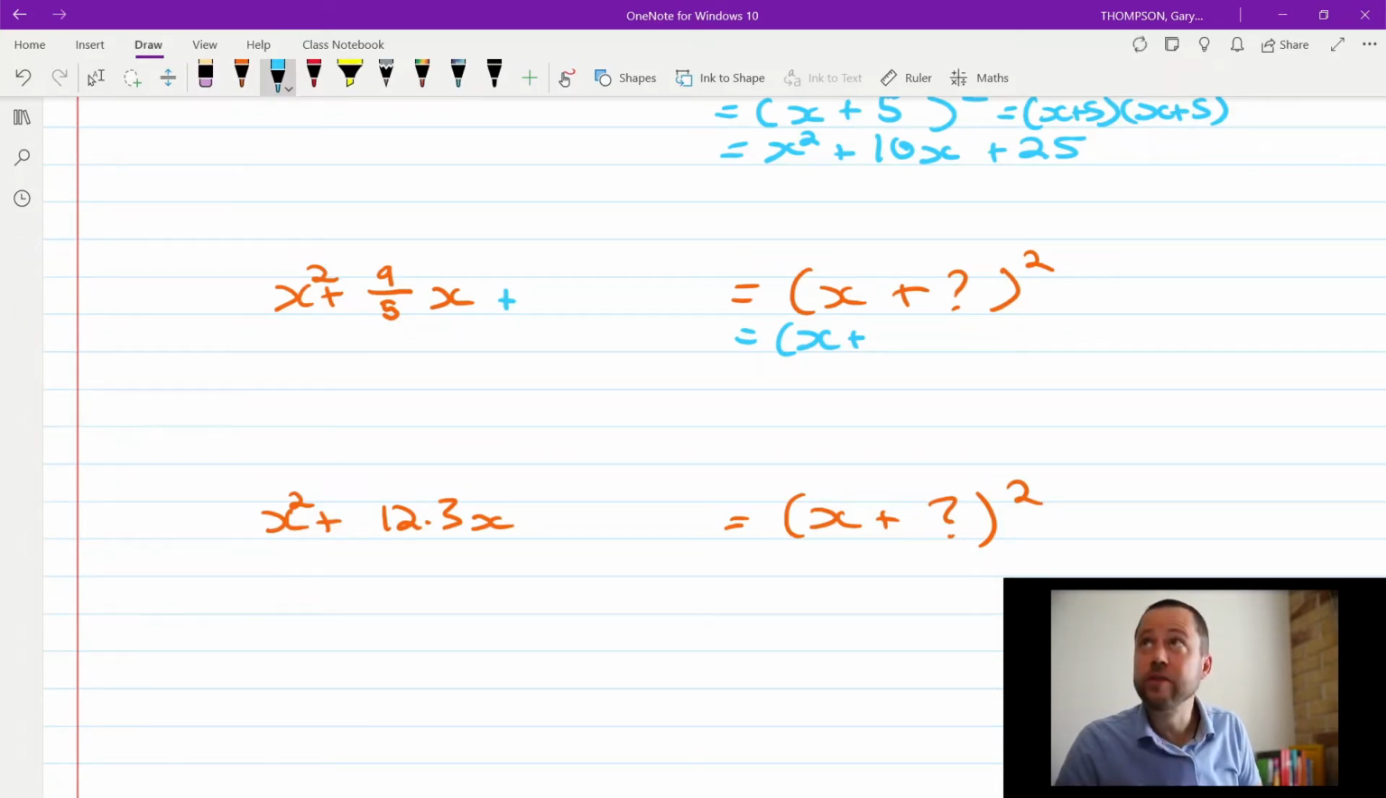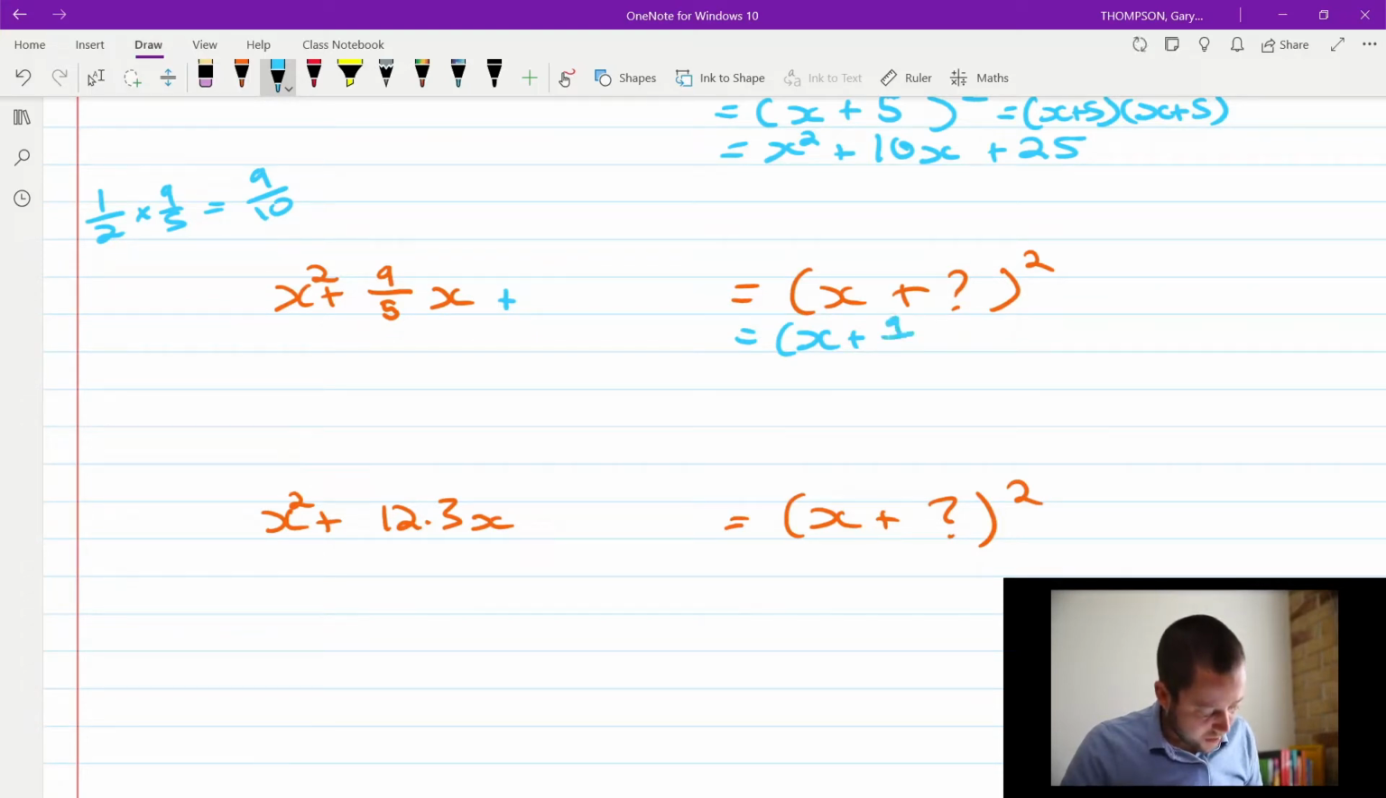There it is. So just off the side of here, I'm just going to jot down, I want half of 9/5. That's going to be, well, when we multiply fractions, we multiply the top and the bottom. So that's going to give me 9 on 10. So I'm going to add 9 on 10.